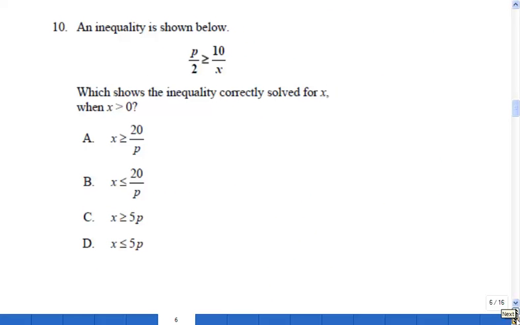Okay, let's see the next one. Inequalities, problem number 10. Okay, an inequality is shown below. P over 2 is greater than or equal to 10 over x. Which shows the inequality correctly solved for x when x is greater than 0? And this is a very important fact.